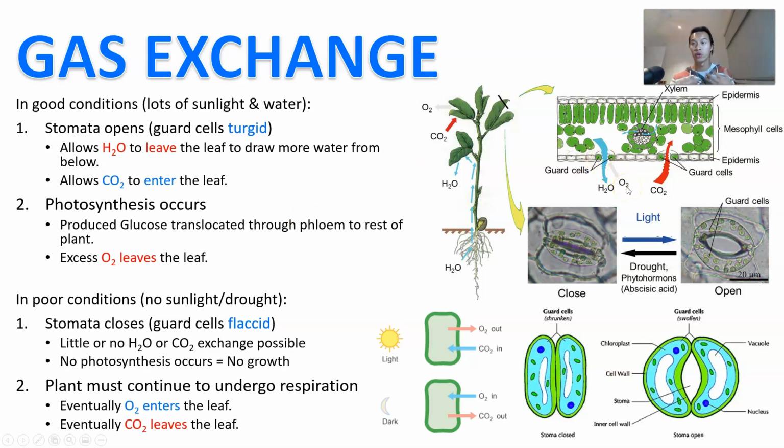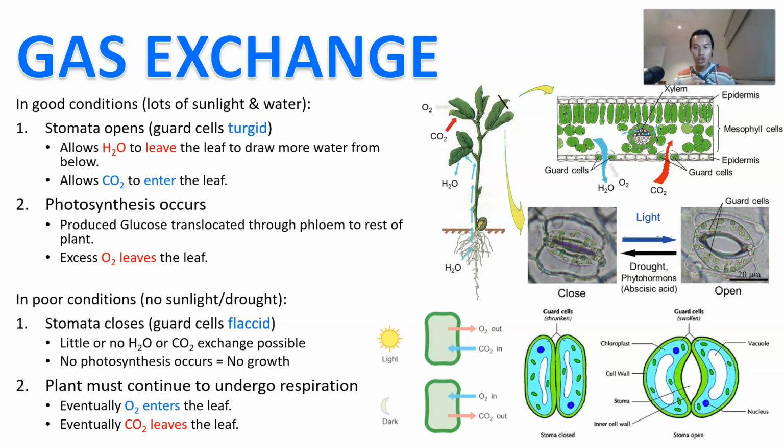And so when the leaf is photosynthesizing, you should expect carbon dioxide levels to go into the leaf. You should expect oxygen levels to go out of the leaf and up into the atmosphere. And then you should also expect water to exit the leaf as well.